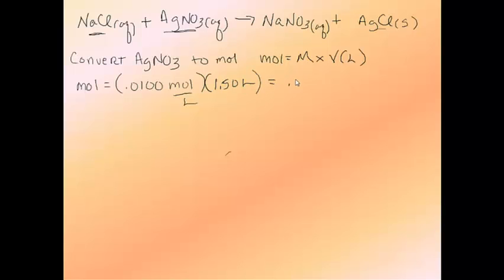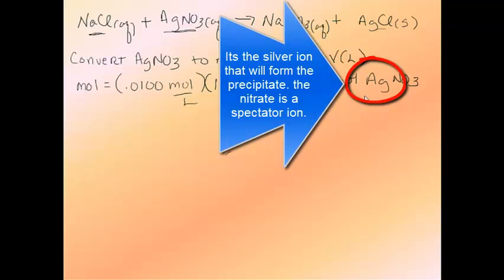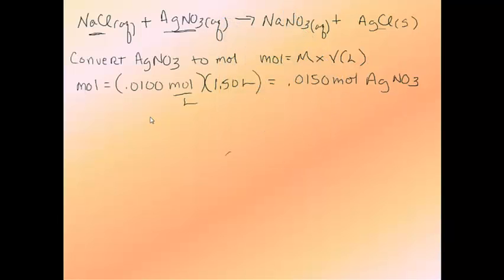So I have 0.0150 moles of the silver nitrate. And I also have 0.0150 moles of the silver and 0.015 moles of the nitrate, which nitrate's going to be the spectator ion. The question's asking you what mass of sodium chloride is used to precipitate out all the silver ions. Well, this is the stoichiometry part. I have 0.0150 moles of the silver nitrate. According to the balanced chemical equation, it's a 1-to-1 ratio.